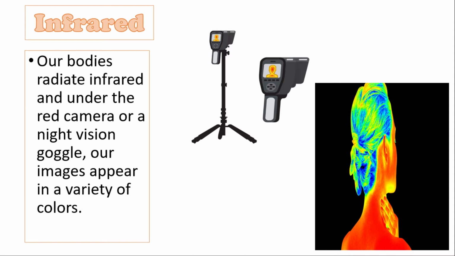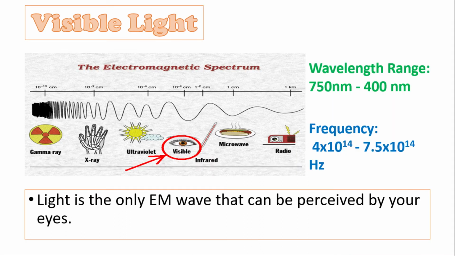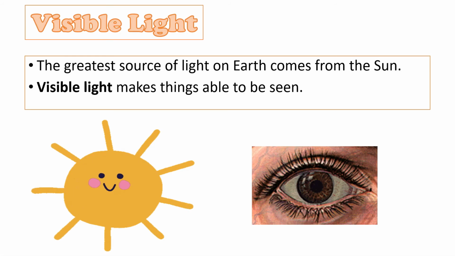Next, we have visible light. Light is the only EM wave that can be perceived by your eyes. Hence, it's obviously the most important for you to observe the things around you. The greatest source of light on Earth comes from the sun. And visible light makes things able to be seen. Therefore, without light, we are not able to see the beauty of God's creation.